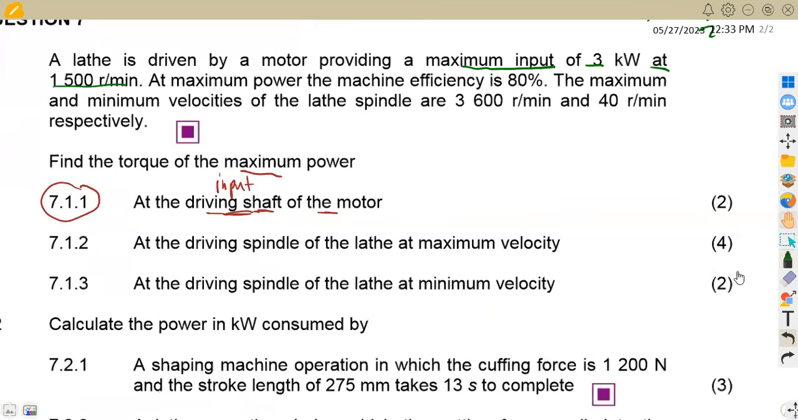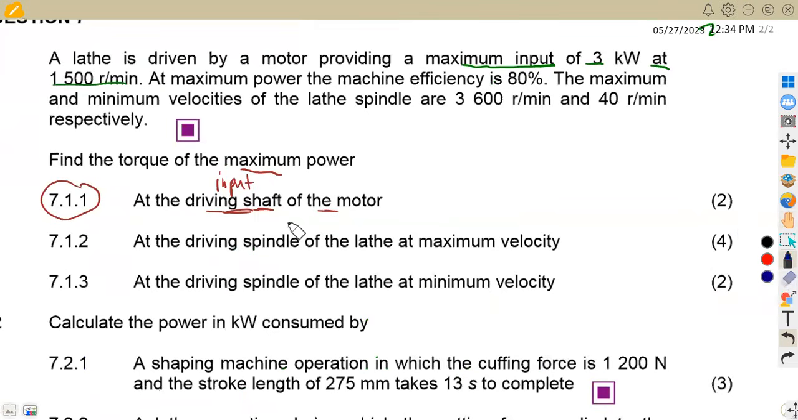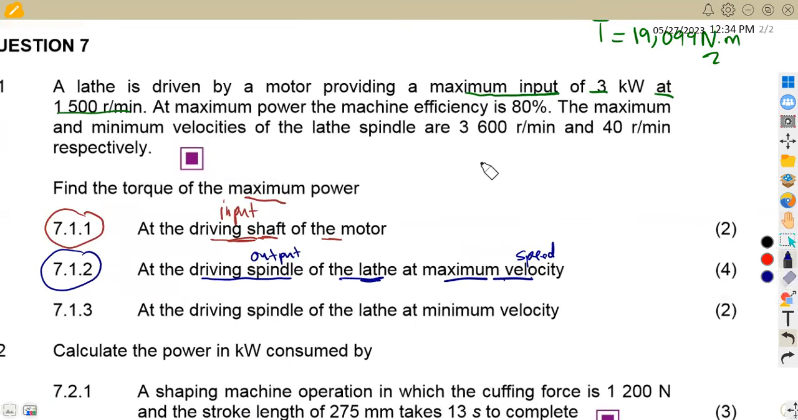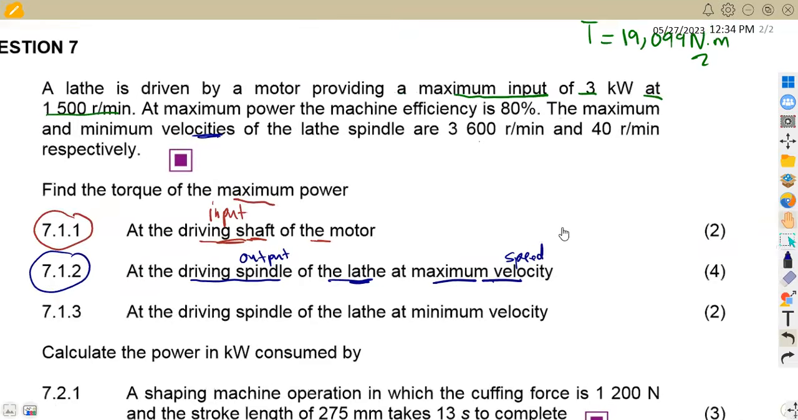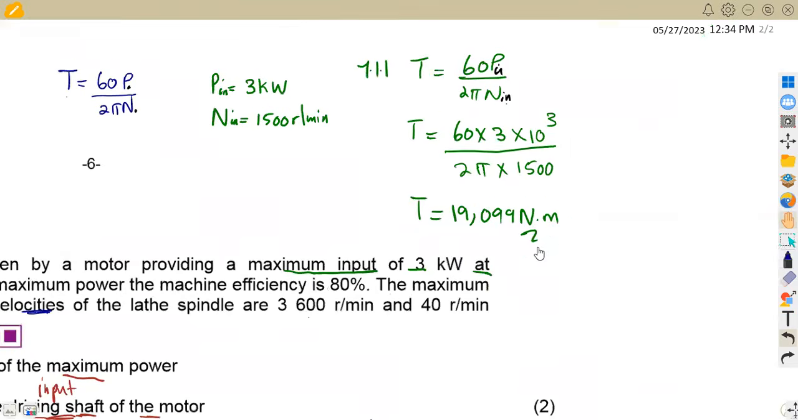If you check 7.1.2, it's different from the first one, because we are now at the driving spindle of the lathe, meaning this is at the output of the motor, at the maximum velocity, which is the maximum speed. We have here the output. And also remember, we have the maximum and minimum velocities. All right, so let me take these velocities and also the efficiency that we are given.